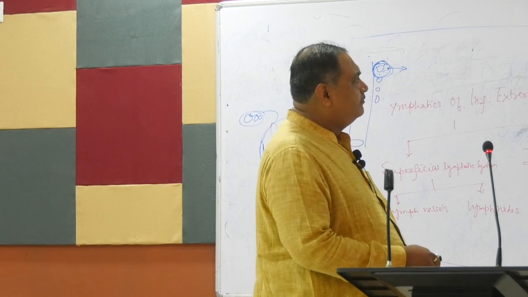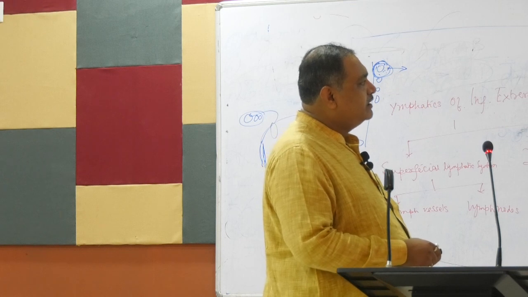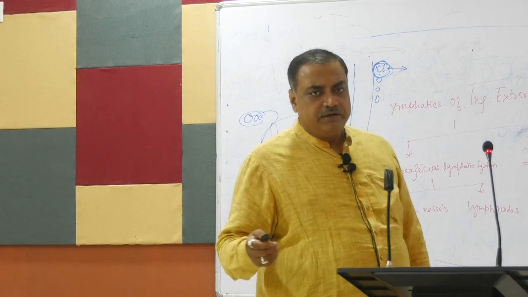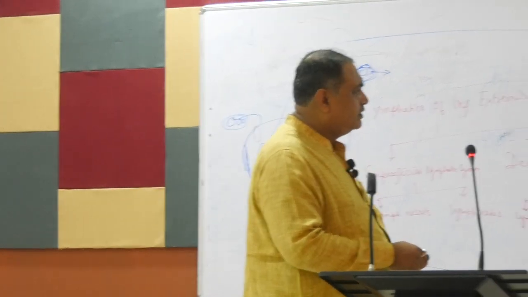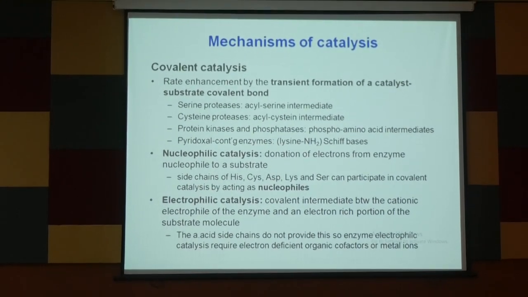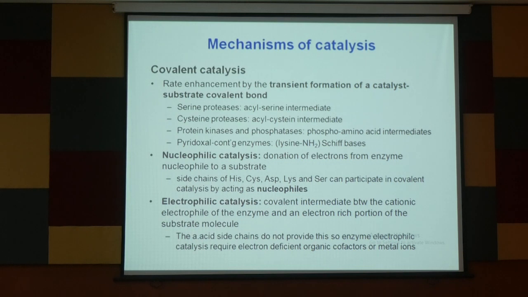So they might have serine proteases, say acyl serine intermediate, cysteine proteases, acyl cysteine intermediate, protein kinase and phosphatase. If you can just take a photograph, which will be helpful later on. Nucleophilic catalysis and electrophilic catalysis. The nucleophile or electrophile will be attached covalently. Nucleophile means positive lover. Electrophile means negative lover. Right? Fine?